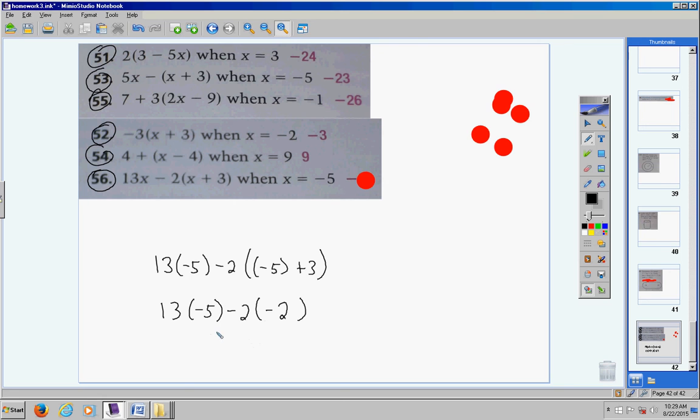So now we're looking for all multiplication and division. Here's multiplication, here's multiplication. Positive times a negative is negative, -65. Negative times a negative is positive. 2 times 2 is 4. So you owe me $65. You pay off 4, so you owe me $61. Okay, here we go.